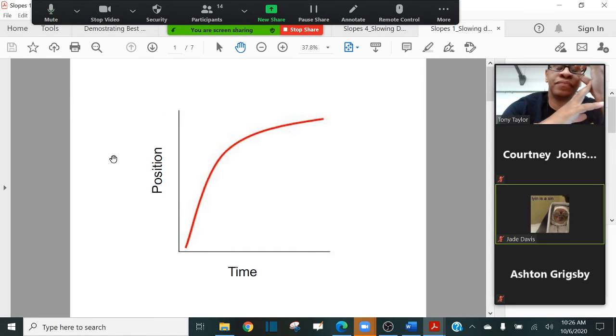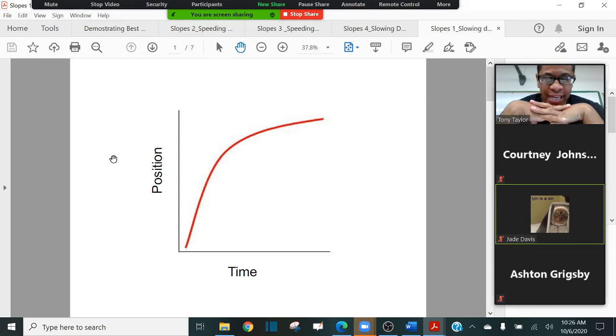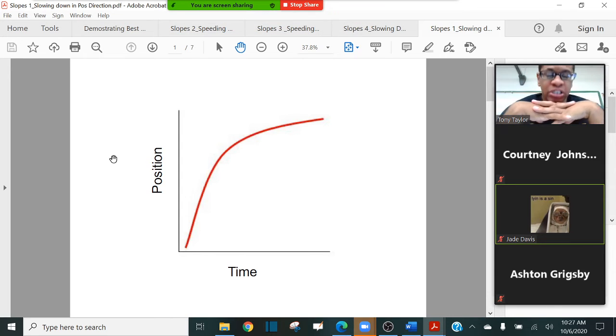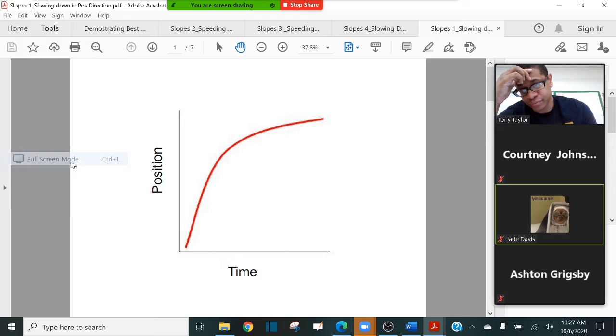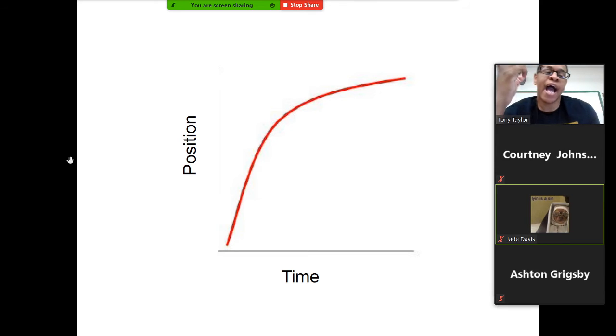Okay, so an object that is slowing down while moving in the positive direction looks like this on a position versus time graph. So notice as you read your graph, how the trend appears to be going uphill. That's how we know we were moving in the positive direction. Now, how do we know we're slowing down? Remember, if the basic trend goes from steep to flat, that means our object is slowing down.